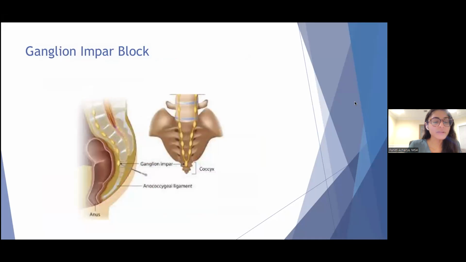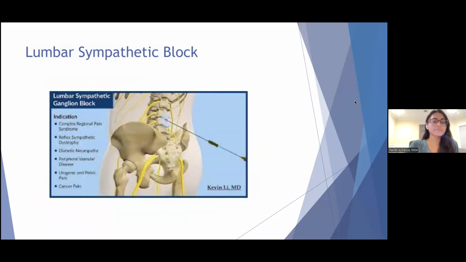And this is the ganglion impar block. As you can see here, you can see the nerve bundle, and usually it is used for coccydynia. And then this is the lumbar sympathetic block. There are several indications. However, this is very common for cancer patients.